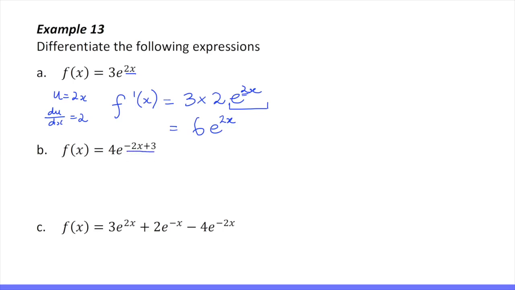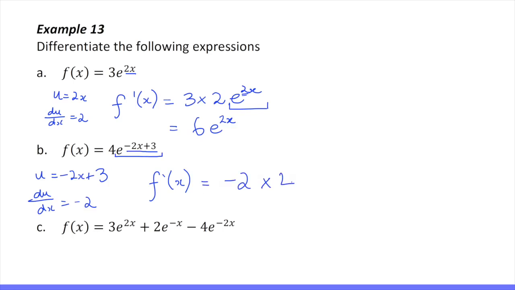Same thing here. In this case, for part B, our inside function is 2x plus 3. Remembering that this function remains as it is because it is a function of e. So all I have to do is multiply this function by the derivative. So the derivative in this case is negative 2. So f dash of x will equal the derivative of the inside multiplied by the function itself. Now we have learned that the chain rule is the derivative of the inside times the derivative of the outside, but the derivative of the outside doesn't change. Our e function remains as it is. So that's why it looks like there is no change to the inside function.